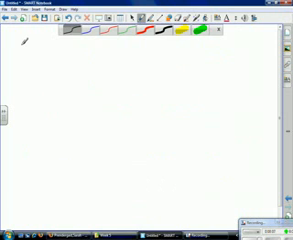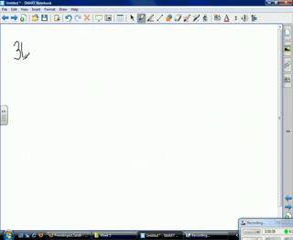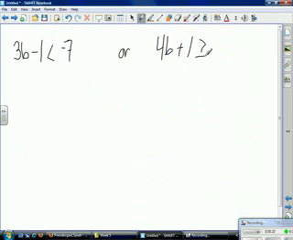So the inequality that you are going to be working with is 3b minus 1 is less than -7, or 4b plus 1 is greater than or equal to 9. I'm going to give you 2 minutes to solve each of these inequalities separately. So go ahead, you have 2 minutes.